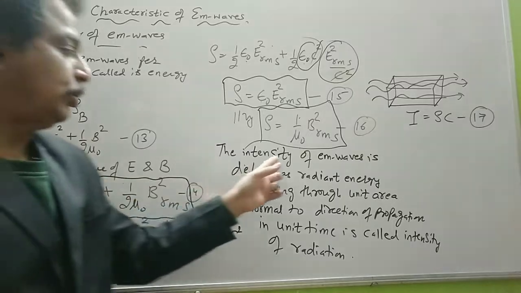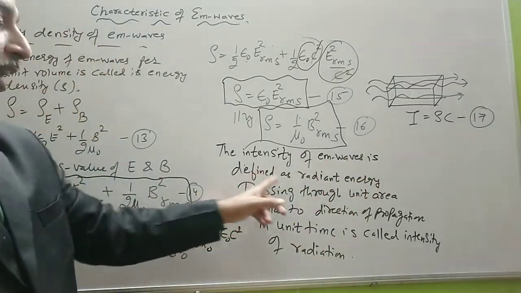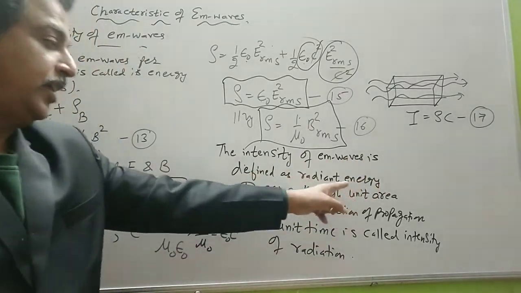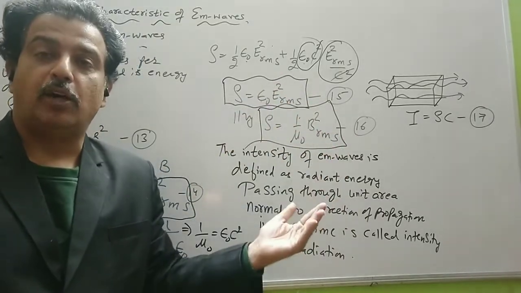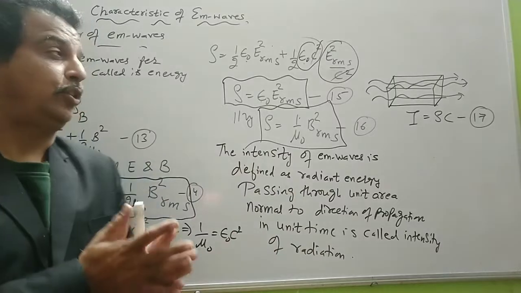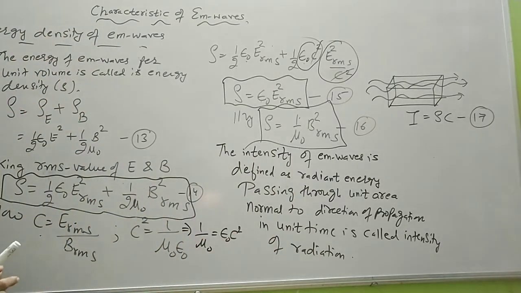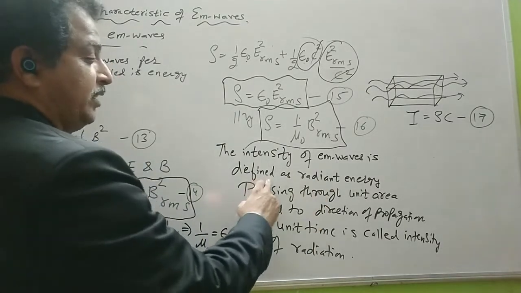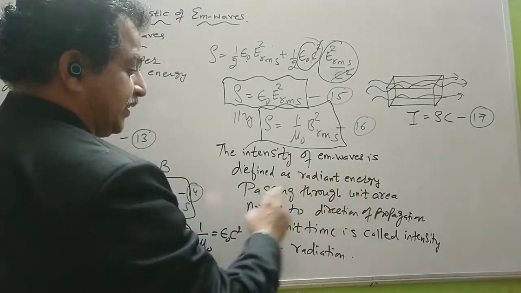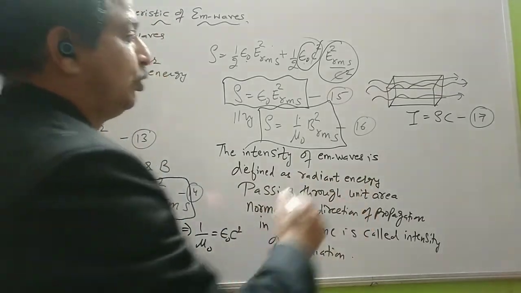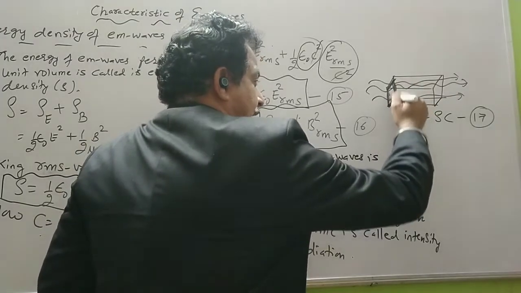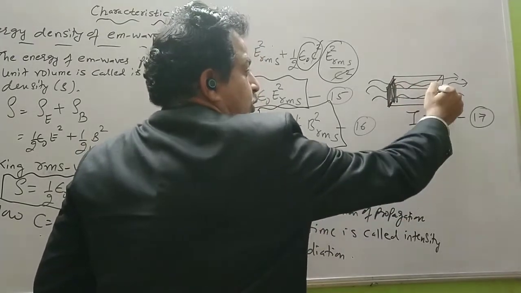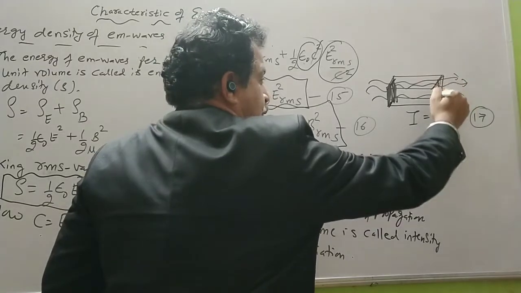So the intensity of electromagnetic wave is defined as radiant energy. So we know that now energy is transferred from one place to another. Now how much energy, or what is the intensity of that energy? So the intensity of that electromagnetic wave is defined as radiant energy passing through unit area. So we consider this area. We know that an area is here perpendicular to the direction of the propagation of the wave.